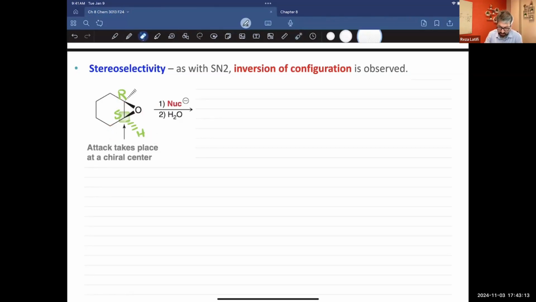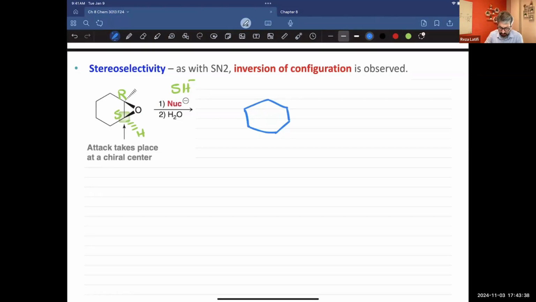Now, let's say your nucleophile is either bromide or SH. It doesn't really matter what the nucleophile is. I'm going to go again with SH as a nucleophile and see what will happen if we add this one to the system. In that case, we will get this one as a product.